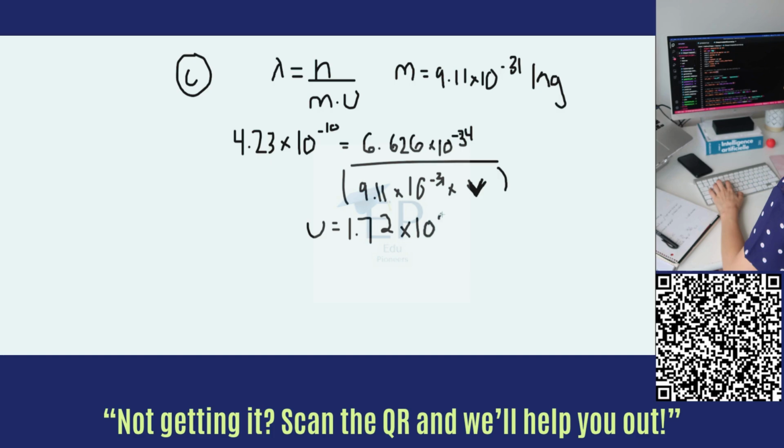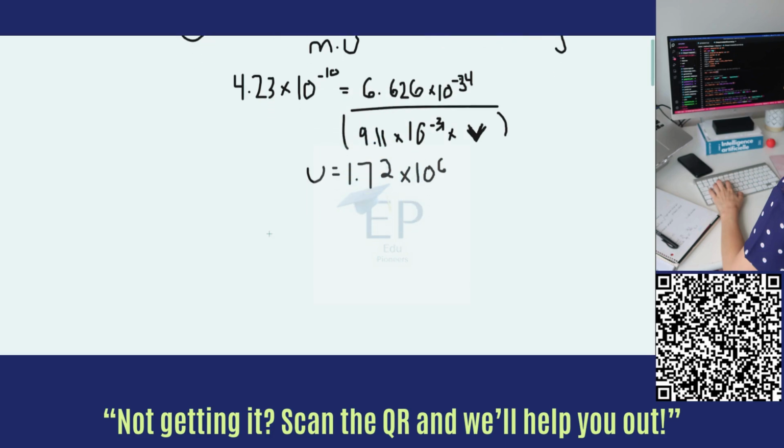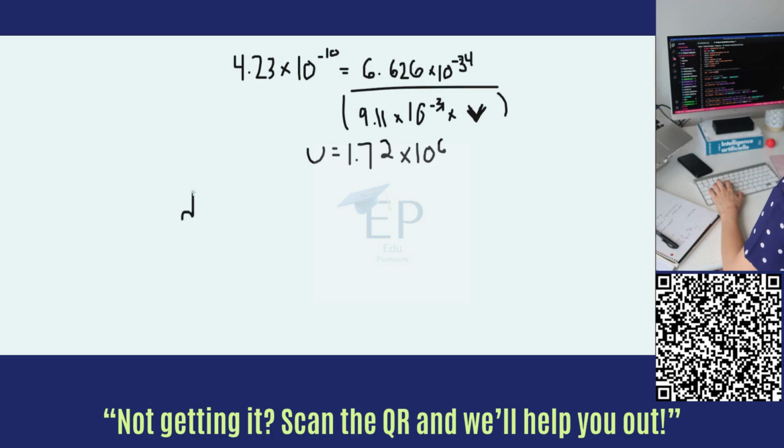And just a quick note, we used the mass of an electron up here because we're dealing with photons, and a photon is just an excited electron. So just so you don't get lost anywhere.